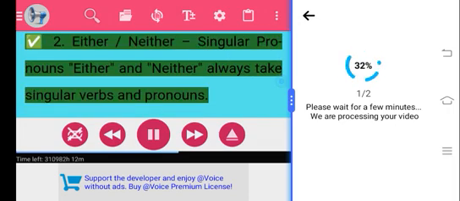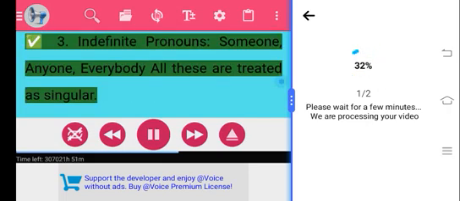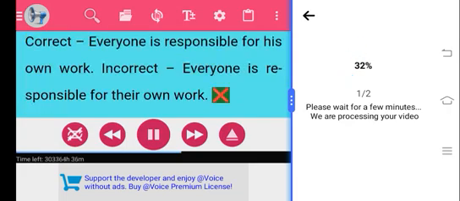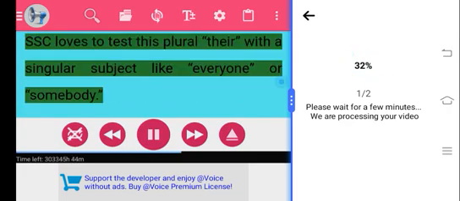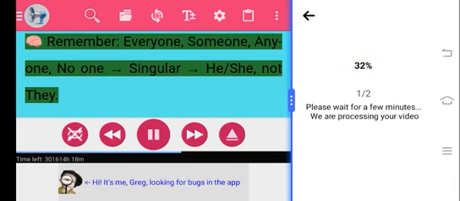Rule 2: Either, neither, singular pronouns, always take singular verbs and pronouns. Correct: Neither of the boys has done his work. Incorrect: Neither of the boys have done their work. Rule 3: Indefinite pronouns. Someone, anyone, everybody, all these are treated as singular. Correct: Everyone is responsible for his own work. Incorrect: Everyone is responsible for their own work. SSC loves to test this, using plural "their" with a singular subject like everyone or somebody. Remember: everyone, someone, anyone, no one mean singular, so he, not they.